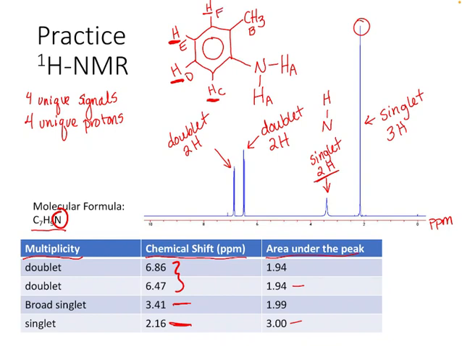All right, so in this scenario, we have 1, 2, 3, 4, 5, 6 different hydrogens. But we said that we should only have 4 unique hydrogens. So this probably isn't our structure.